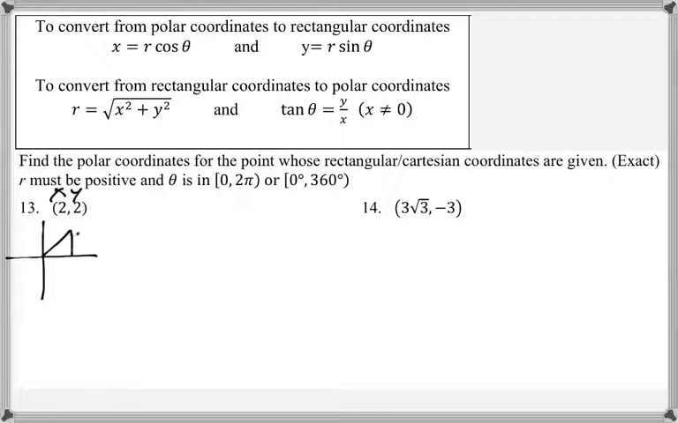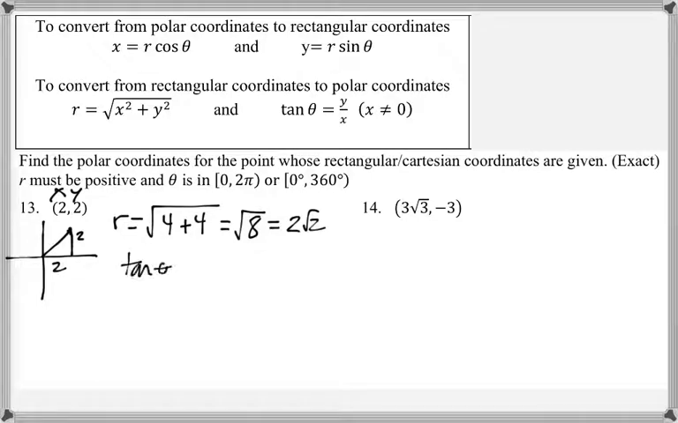So that would be like this. So r is equal to the square root of x squared plus y squared. So x squared is 4, y squared is 4. So this would be the square root of 8, and if you reduce that, it's 2 square root of 2. And tangent of theta is equal to y over x, so 2 over 2, or 1.